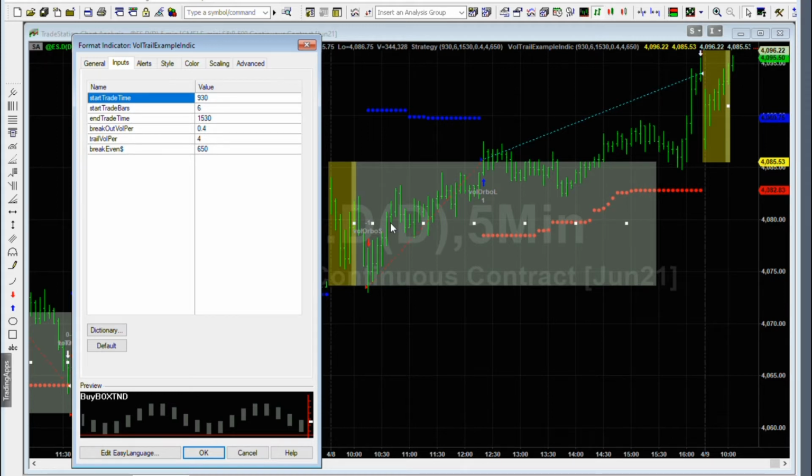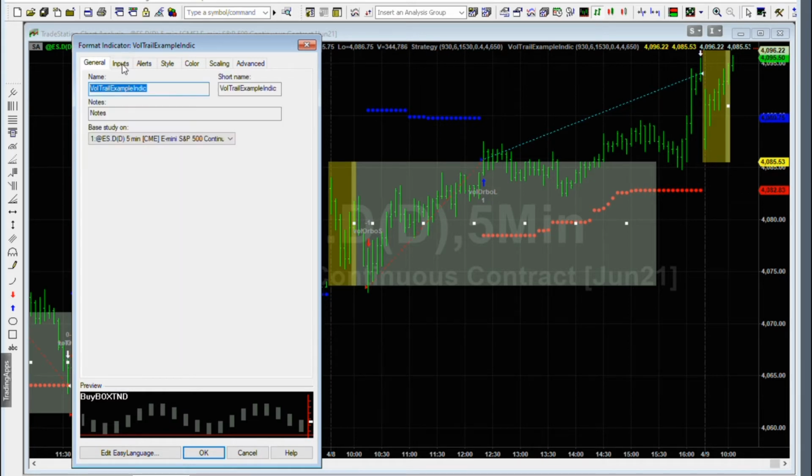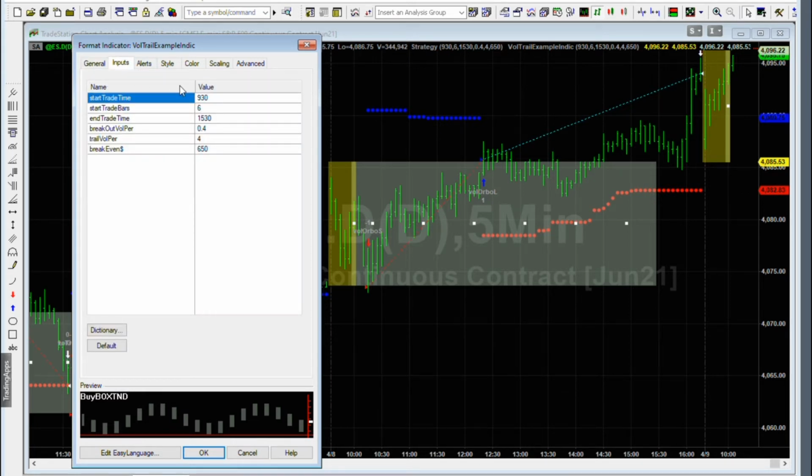I don't know if MultiCharts can draw rectangles on the screen. They probably can. I know AmiBroker can, and I know TD Ameritrade can. But anyways, these are just a bunch of lines drawn from this volatility high to this volatility low, but they're extra thick. So let's go to the inputs.